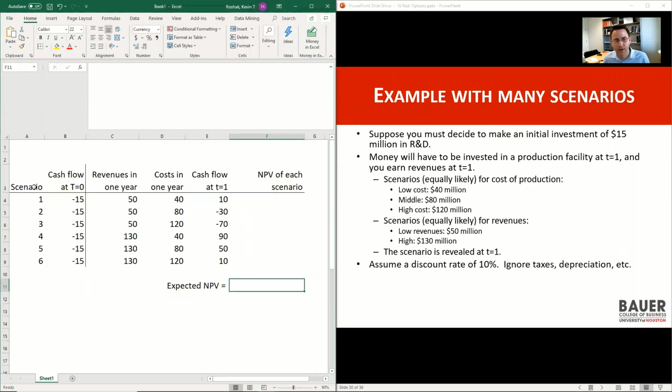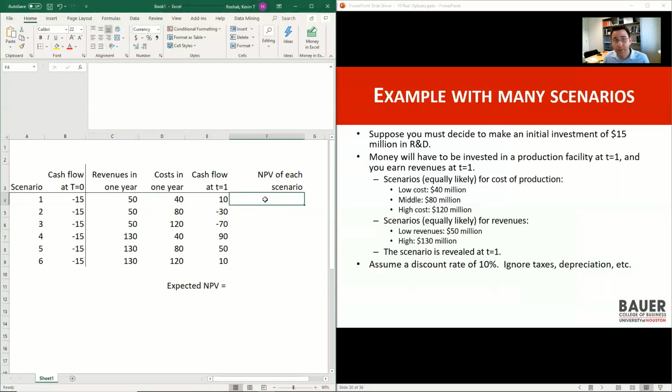So I've already done that here. We've got these 6 different scenarios, which are based on the combinations of revenues and costs. Okay. We put the revenues and the costs together to get the total cash flow at time 1. Okay, so in the good state of the world, you have high revenues and low costs, so you would have a cash flow of $90 at time 1. In the worst state, you have low revenues of 50 and high costs of 120, so you have a negative $70 cash flow at time 1.